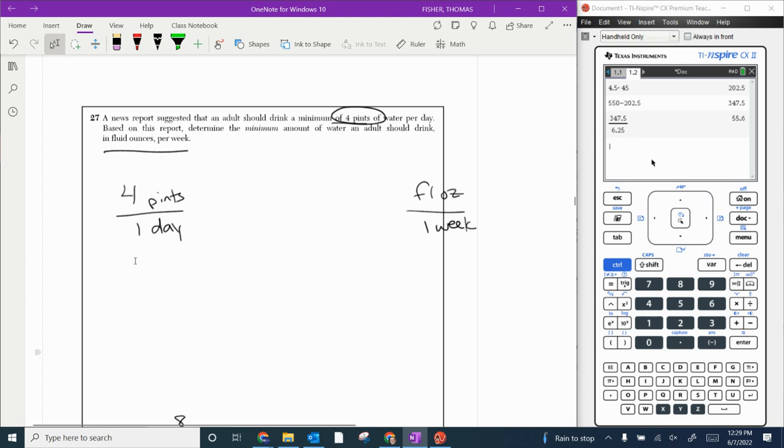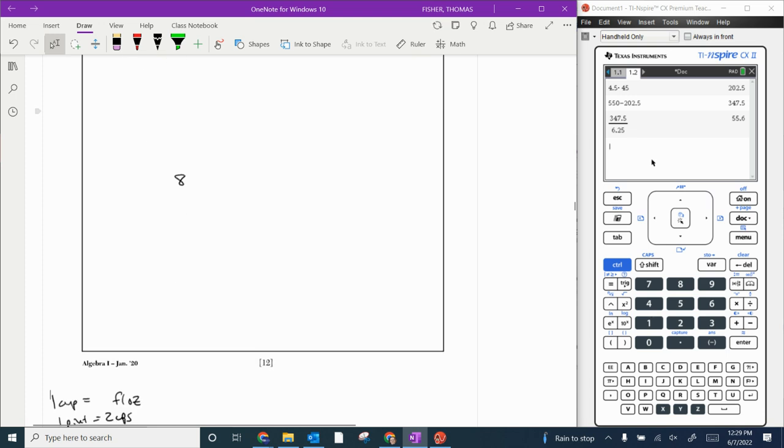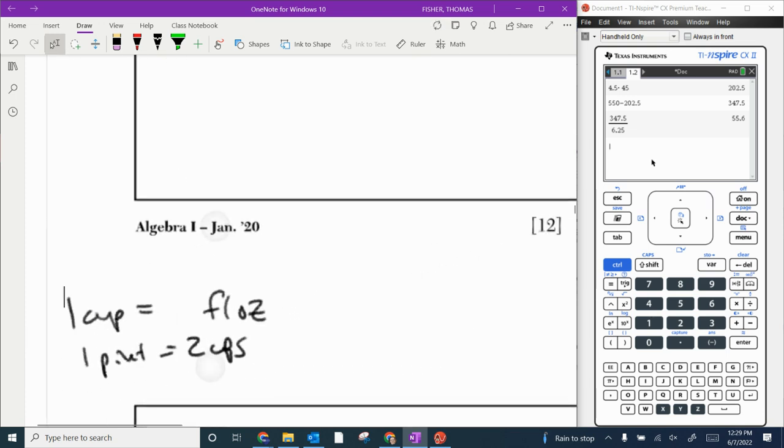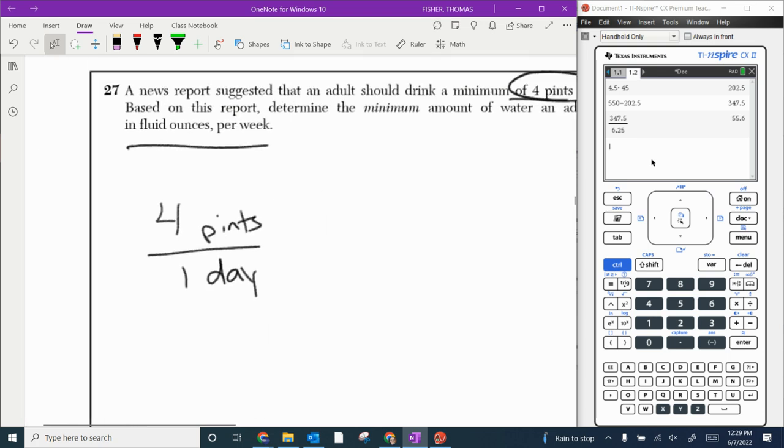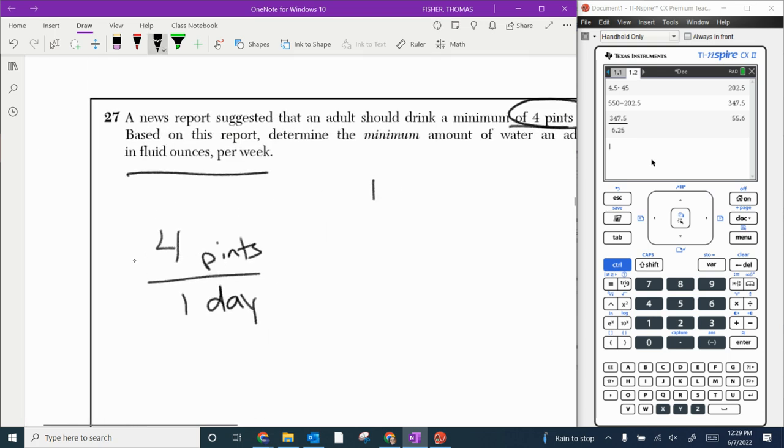Well, you know what? I'm going to rewrite it because I'm sick of this. 1 cup is 8 ounces and 1 pint is 2 cups. This is just a mess. 1 cup is 8 ounces and we said 2 cups or 1 pint. Geez, it took forever. So we want to get from pints to cups.